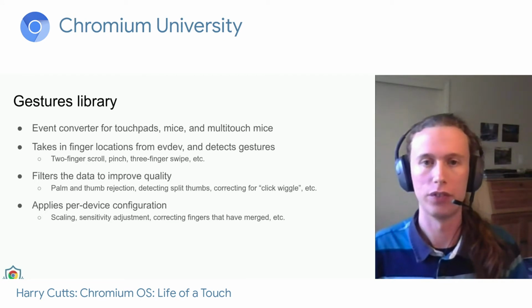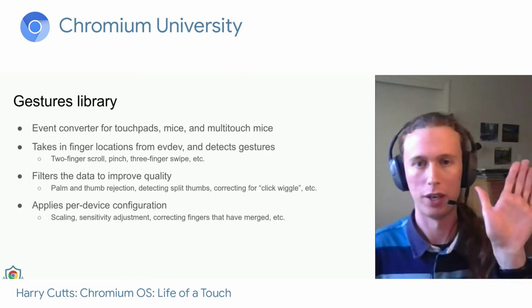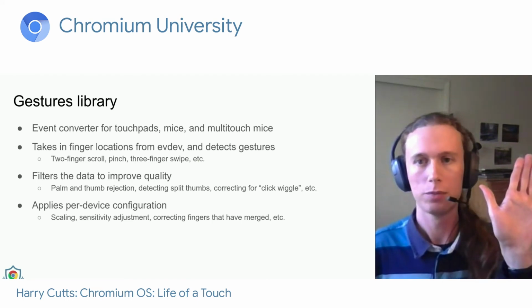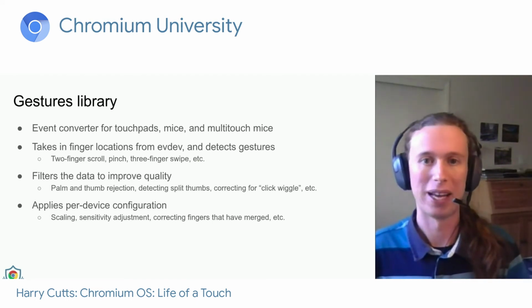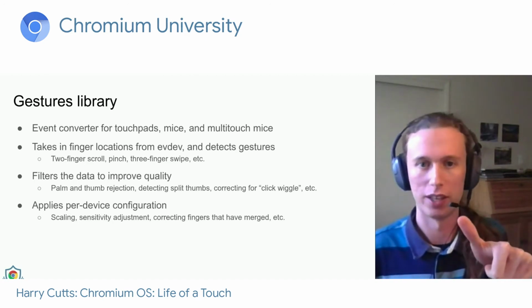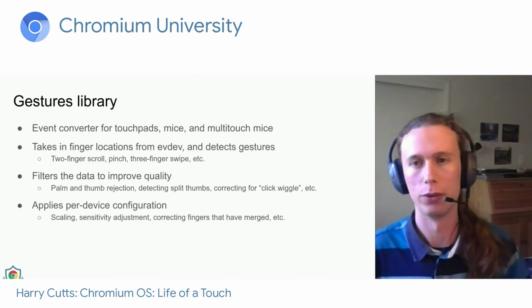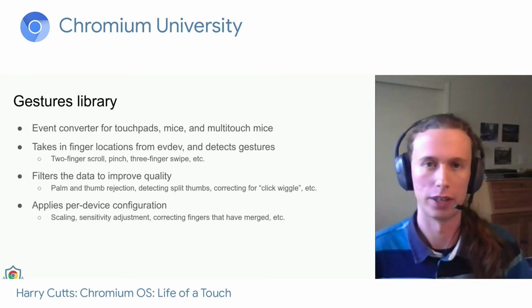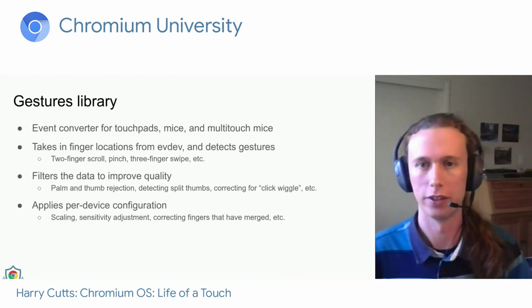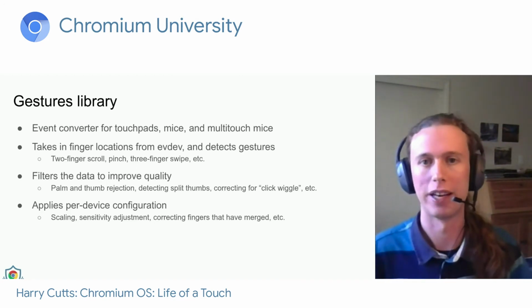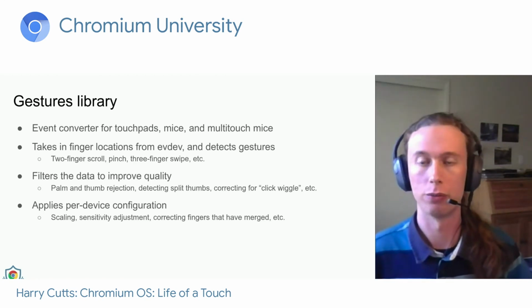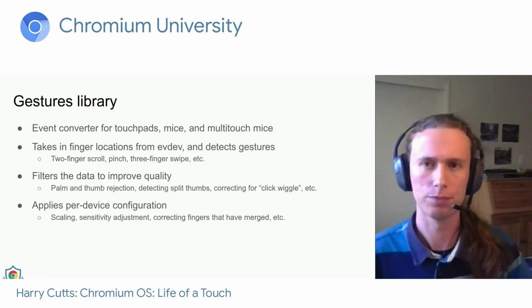We also need to filter the data to improve quality. So there are various issues that we get coming from touchpads. It could be as simple as a palm coming up and touching the pad, or it could be that a pad takes a thumb, which is quite a large touch, to be actually 2 touches that are separate, even though they're not. There's also an annoying thing where you press down on a pad with a button and your cursor wiggles a bit because you're moving around, and so we have to account for that. And so we do various filters like this to improve the quality of the data before we do gesture detection.